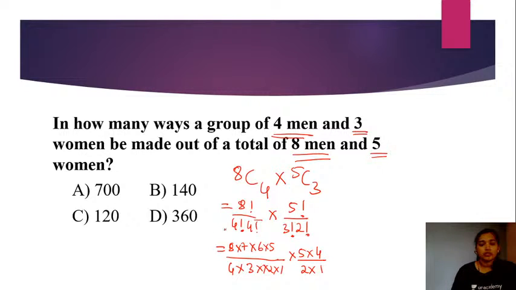So cancelling out the terms, right? 4 2s are 8 and 3 2s are 6. So we have 5 5s are 25, 25 into 4 is 100, 100 into 7. So the right answer for this question is 700. So option A is the right answer for the question here.